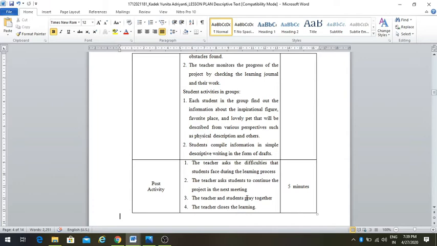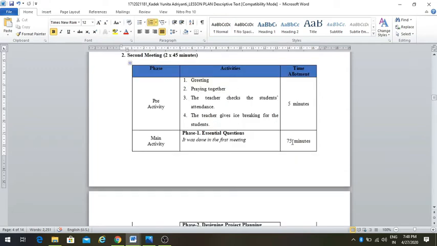So for example, one group will describe their inspirational figure. Take the example Joko Widodo. So they will prepare a picture of Joko Widodo, or they can draw it themselves. It depends on the students, and then they will bring the elements of the wall magazine in the next meeting, in the second meeting. So move to the second meeting, which spans 90 minutes also.